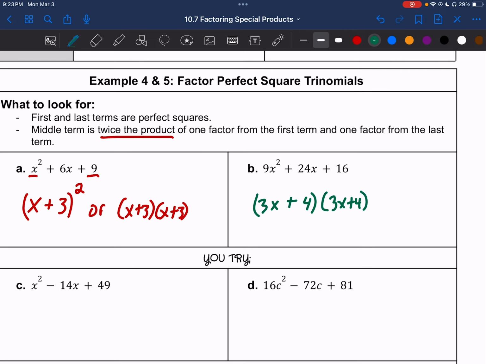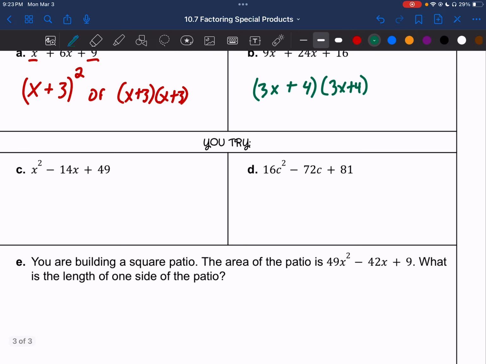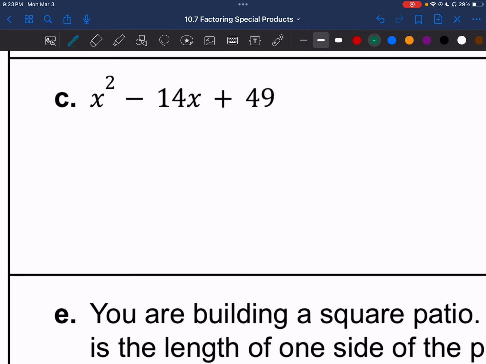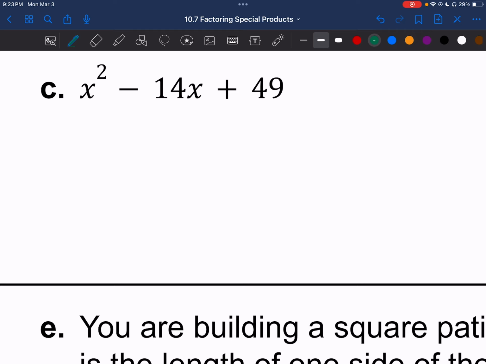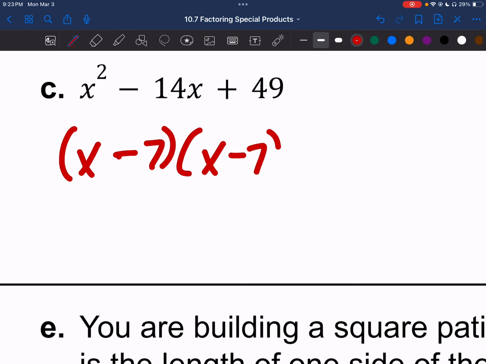All right, letters C, D, and E are your try problems. Do them on your own. Go. All right, x squared minus 14x plus 49. Two perfect squares, double of the square roots in my middle term. So the square root of x squared is x, the square root of 49 is 7, and our bossy b term is negative, so it's subtracting. And we do x minus 7, the quantity squared.